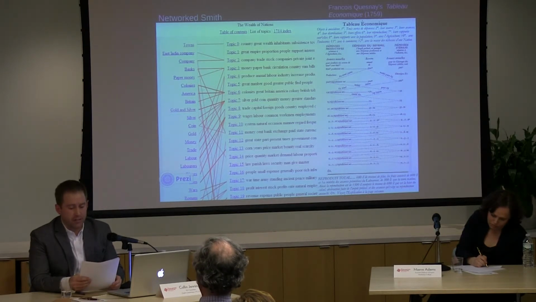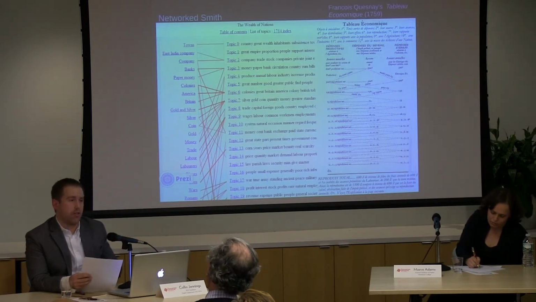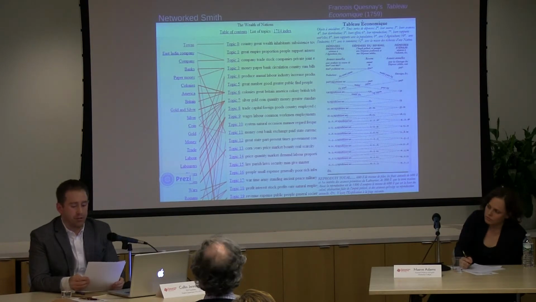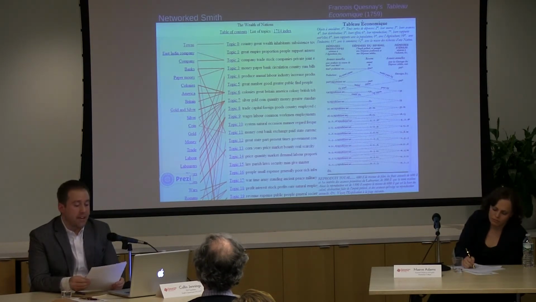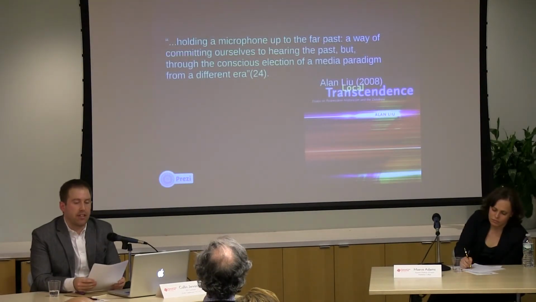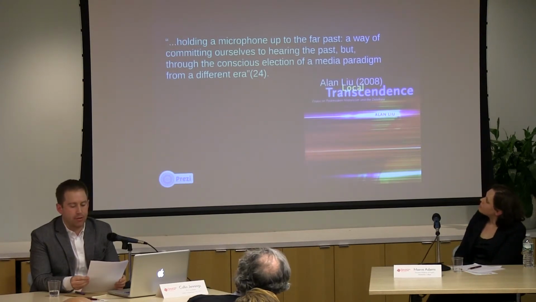Accounting for our use of digital tools then means expanding the scope of critical analysis from the thing the digital tool represents or the results that it produces to the way in which it represents or produces them. That is, paying attention to the tool as a medium with a medial and even a literary history. Alan Liu compares this process to holding a microphone up to the faraway past, a way of committing ourselves to hearing the past, but through the conscious election of a media paradigm from a different era.